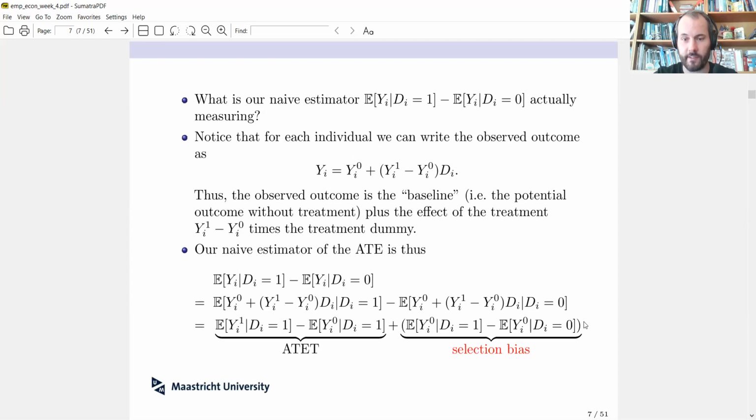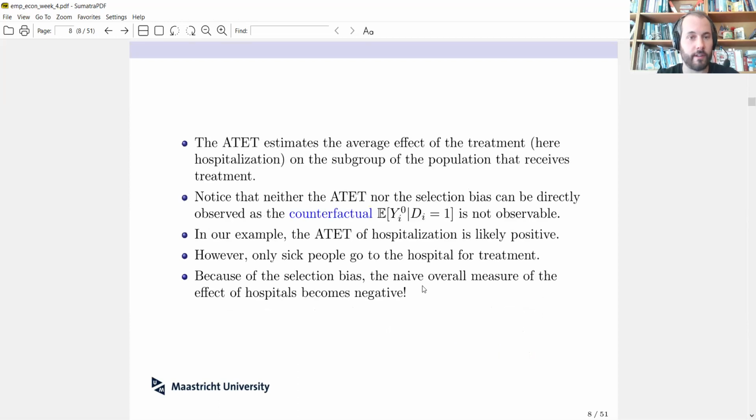So this is the selection bias. And you see here that the baseline, in our hospital example, the baseline health status in the treated versus the non-treated is different. Okay, I think here we discuss what happens.